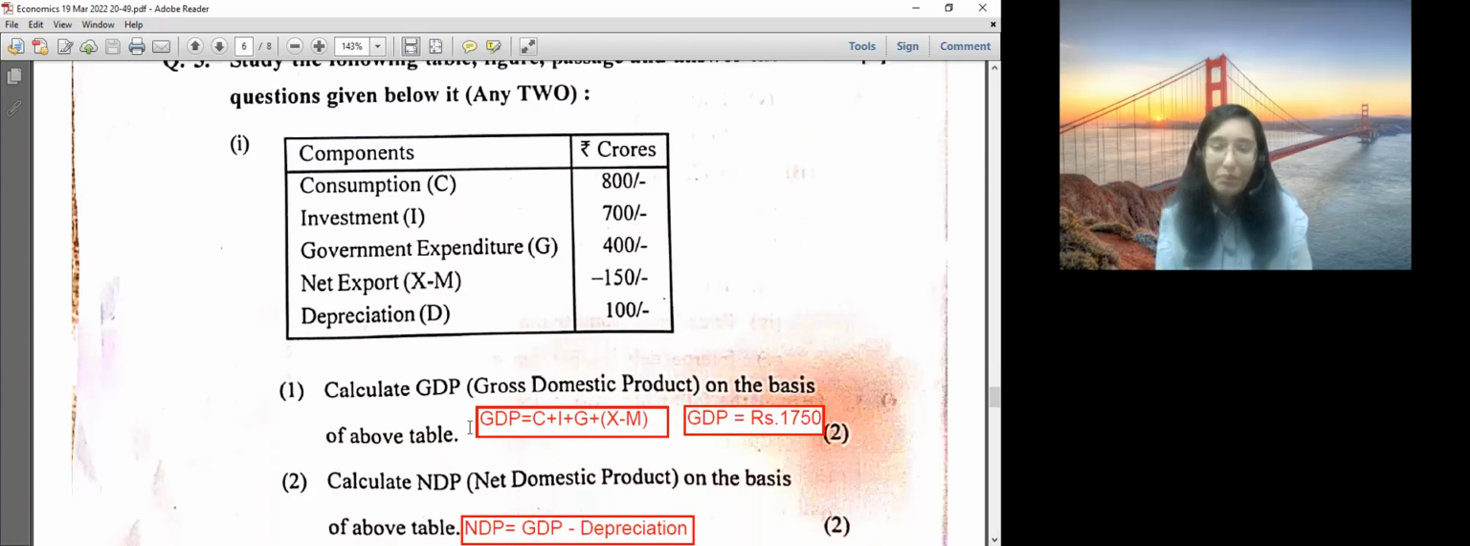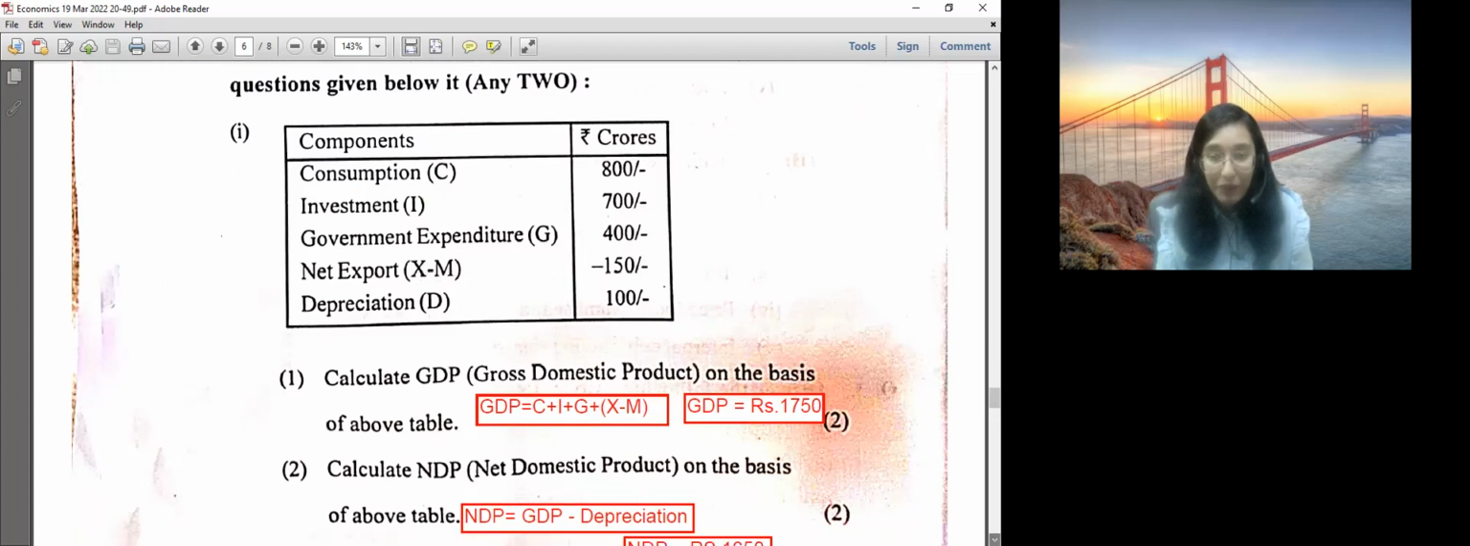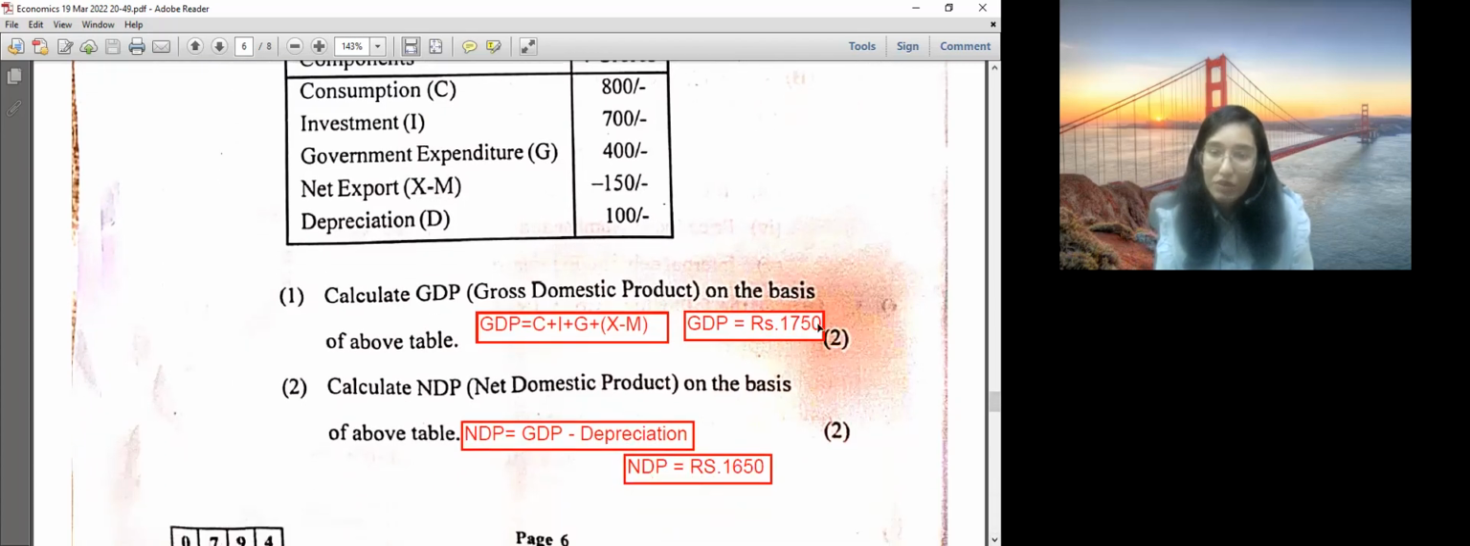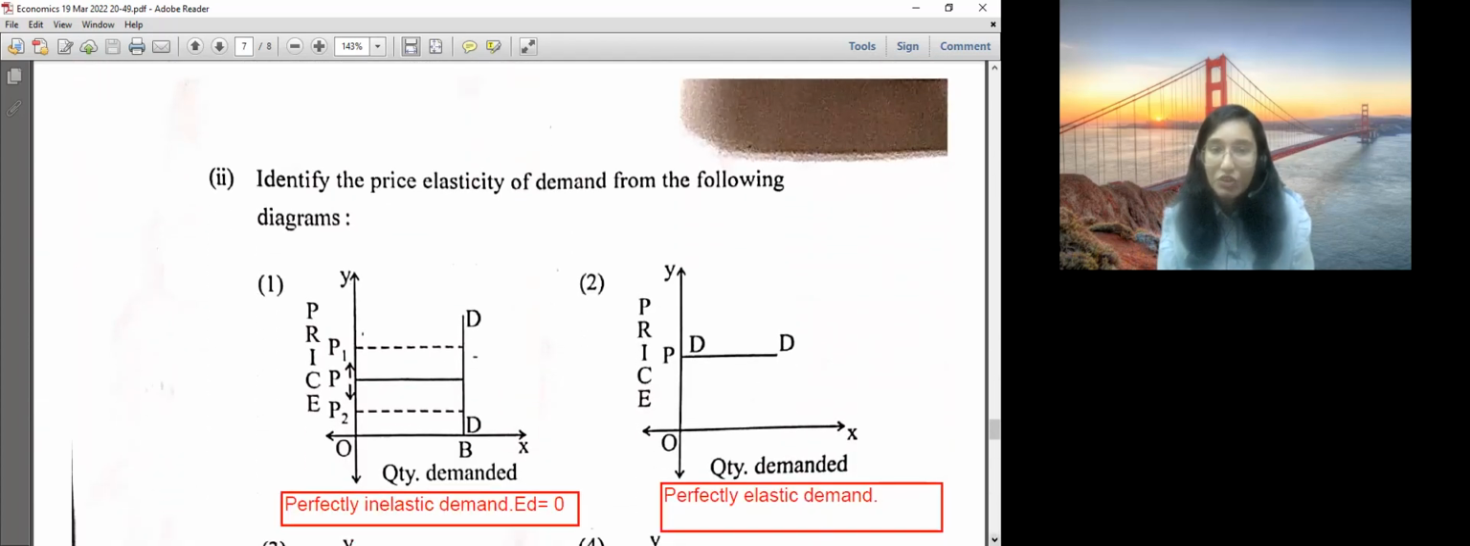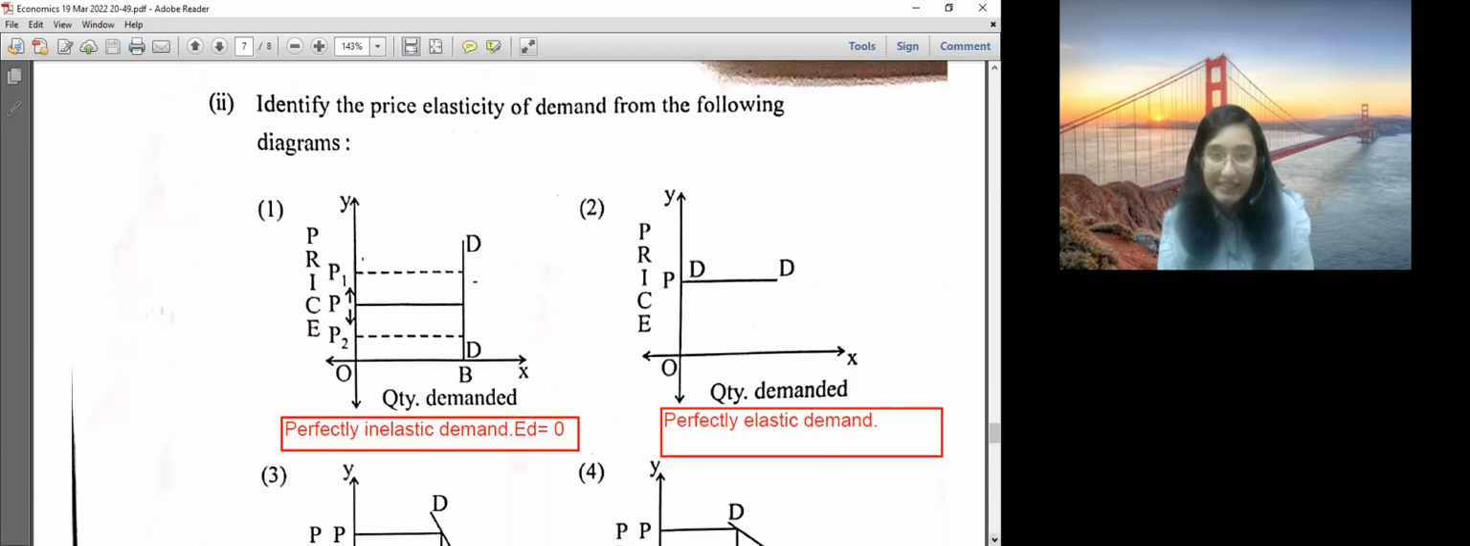Likewise, if you know the formula, GDP is equal to this. You would have had to add C plus I plus G and simply subtract net export. So you would get the answer 1750. Then for NDP, you only had to take this answer and subtract depreciation from here, student. So the answer is ₹1650. Okay, so let us identify the price elasticity of demand.